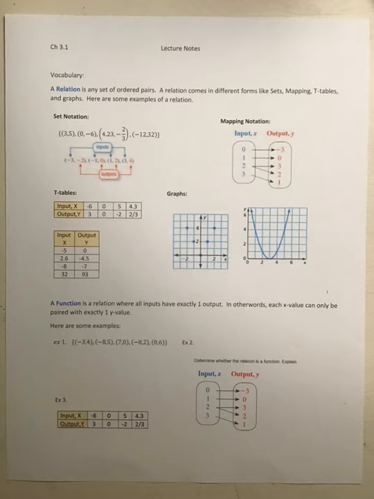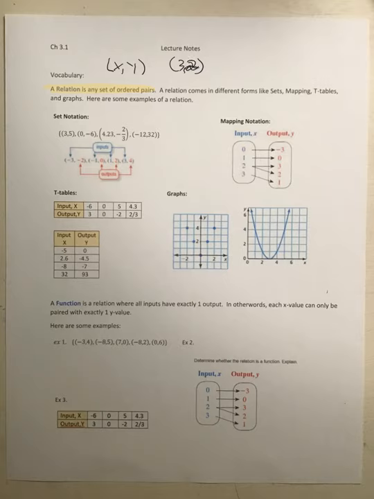All right, so function, a relation. A relation is any set of ordered pairs. So what is an ordered pair? Remember, an ordered pair is like x comma y. For example, 3 comma 2 is an ordered pair. And when you have a set of those, that is called a relation.